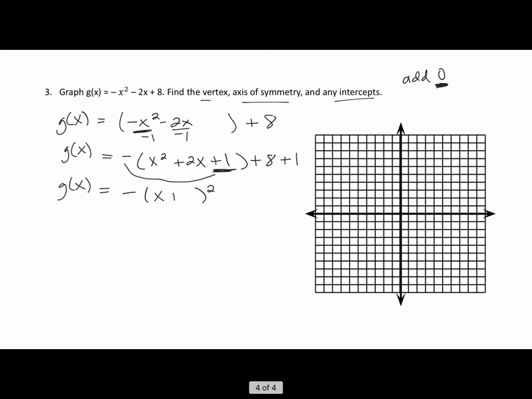So this will be x plus half of 2, which is 1, quantity squared. On the outside, those add together, 8 plus 1 is 9. So this gets us our vertex, which is the opposite of this. So negative 1 and 9 for y. That'll get us a vertex right here. And hopefully it opens down, because otherwise this is going to go off of our graph, right? So the axis of symmetry goes through that vertex. And that is x equals negative 1.